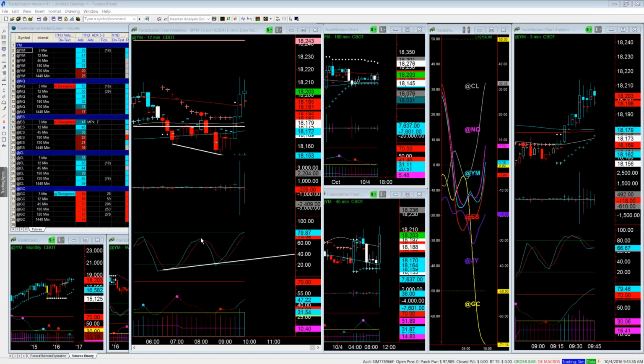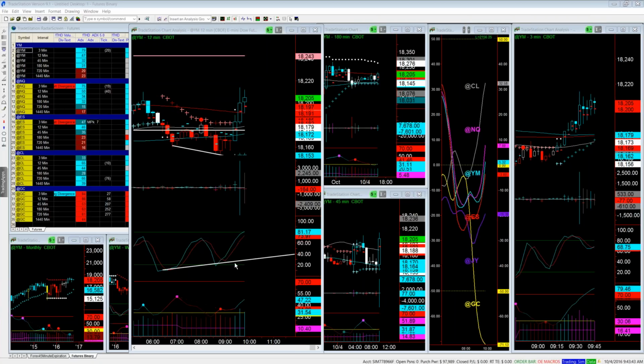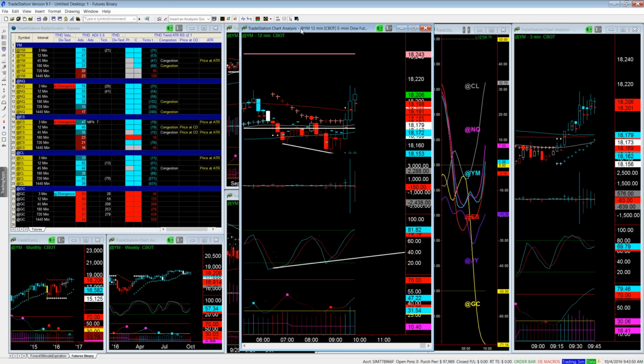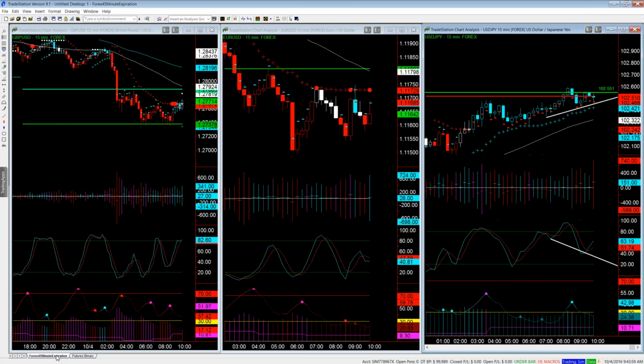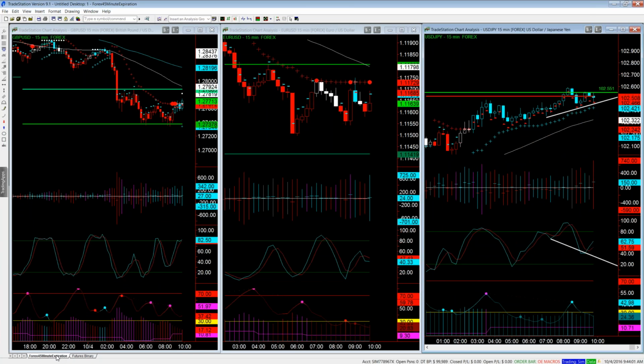And if you find yourself entering when the stochastics is right at 80 or right at 20, usually those are bad entries. Let's go see what we have over here. And there's no clear entries on any of these, so we're not doing those.